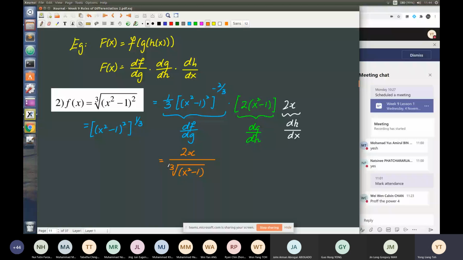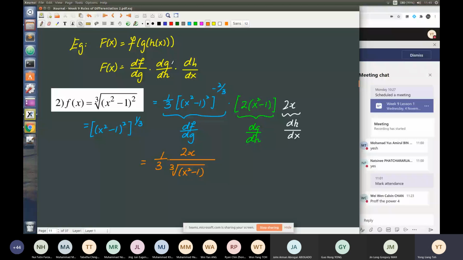Oops, I forgot to mention that there's a 3 here. So this should be 2/3. So this is the cube root, but there's another 3 here. So maybe let me just put it as 1/3 here, so that you don't mess up this 3 with this cube root. So this demonstrates using one composite function comprised of 3 individual functions.